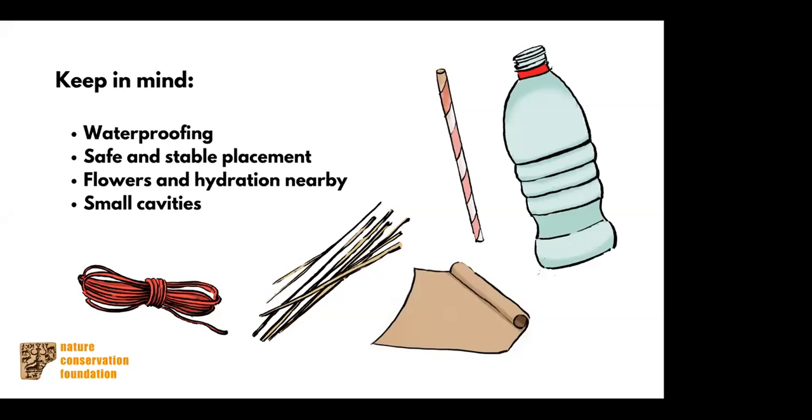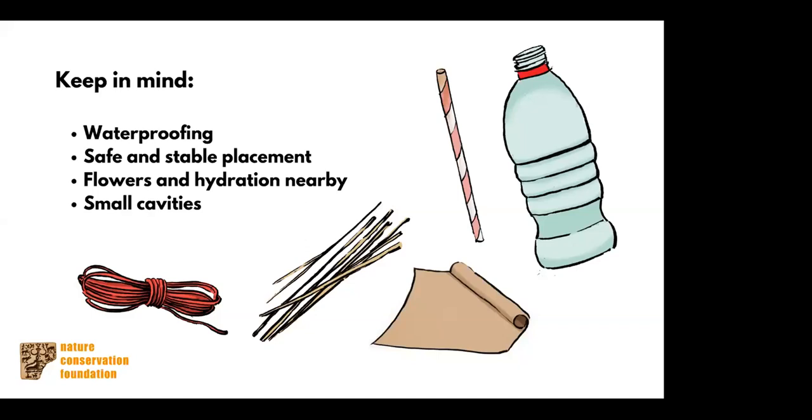Flowers and hydration are very important. If we have flowers in our garden, that's really great. We can also plant some, maybe get a potted plant. And insects are particularly attracted to yellow and red flowers. And if we leave a little bit of water, both birds and insects can enjoy that. And of course, in the insect hotel itself, we can try and have small cavities, because they prefer to live in smaller holes rather than big ones.